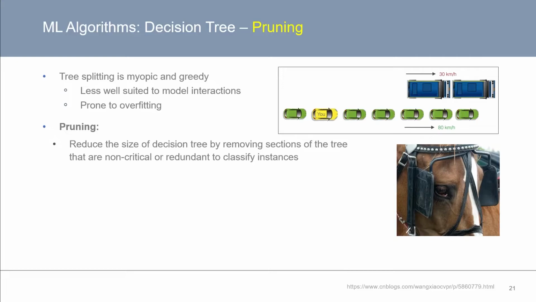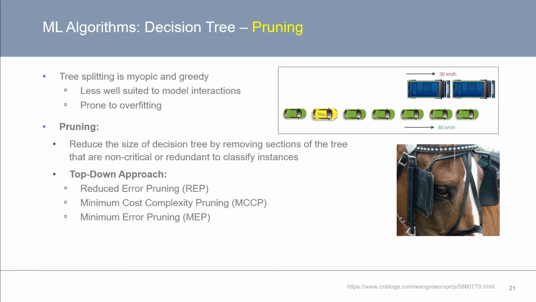Pruning involves reducing the size of a decision tree by removing sections of the tree that are non-critical or redundant for the accurate prediction of outcome. Without getting into a lot of details, I'll mention that pruning can either be completed in a top-down approach with methods such as reduced error pruning, minimum cost complexity pruning, or minimum error pruning, or they can be completed in a bottom-up approach, for example using a pessimistic error pruning method.